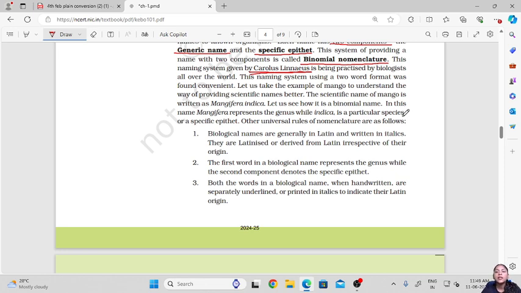Now let us take an example. The scientific name of mango is Mangifera indica. So here there are two parts to the name. The first one, Mangifera, indicates the genus of the organism, the tree, and indica is the species.